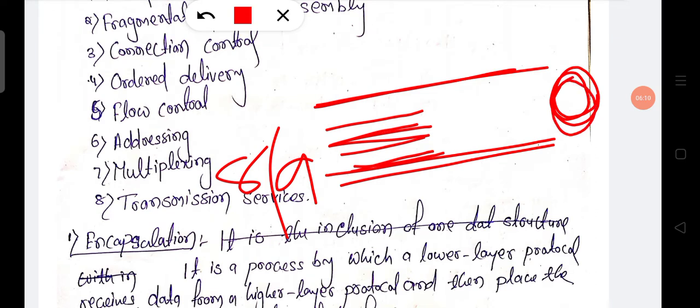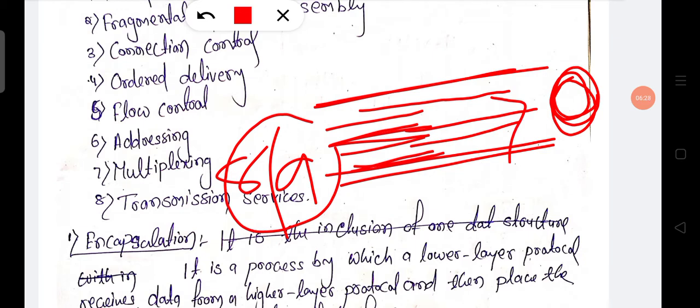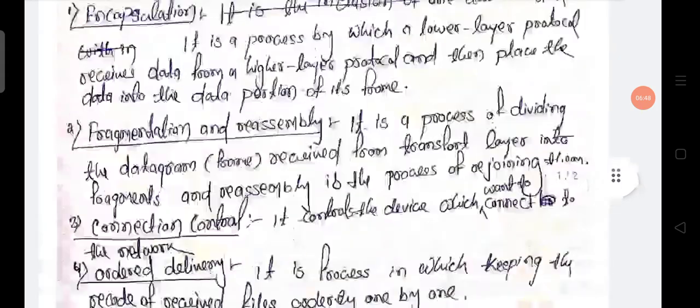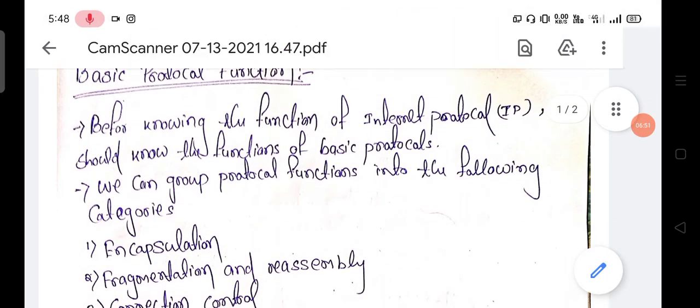So multiplexing is a method of combining different data in a prescribed rule, and sending them simultaneously in the network. Based on that rule which we followed on the transmitter side, we separate the individual data. So that is called multiplexing. And sending data from sender to receiver is called transmission service. That's all about your basic protocol function.